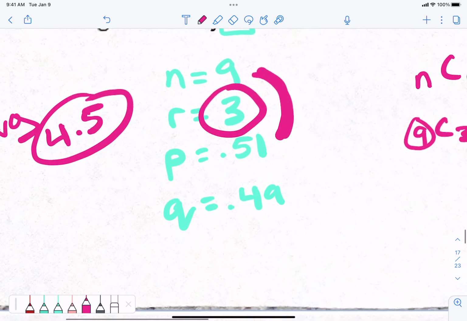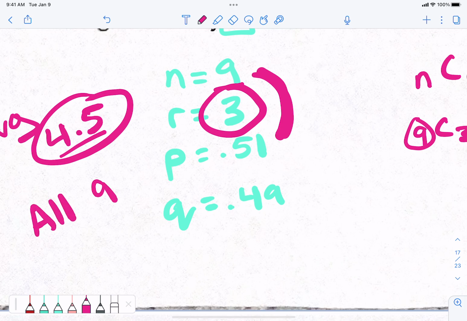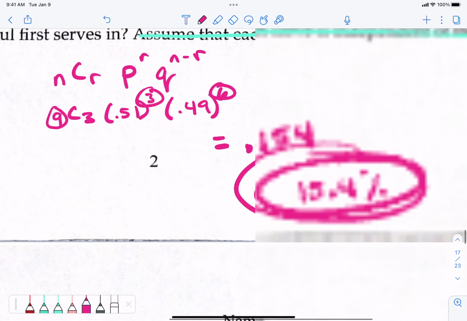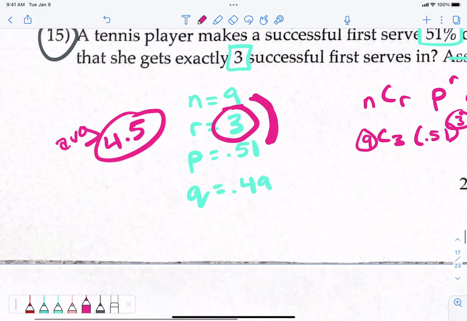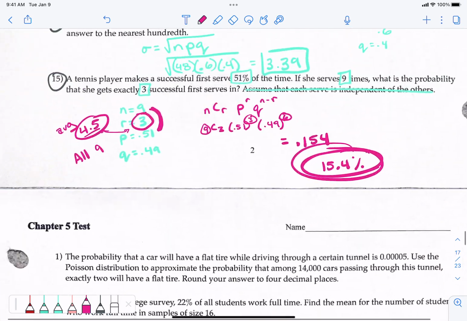If they said on average she would serve 4.5 out of 9, and you would have all 9 serves in. She has a 51% serving percentage, and what's the chance that she serves all 9 in out of all 9? She just had a really good day, but the chances of that happening are probably not going to happen, right? That's going to be a probability that's really, really, really low, right? So this one is decent, 15.4%, because 3 and 4.5, like 3 is not very different from the average, right? Makes sense? Good, good?